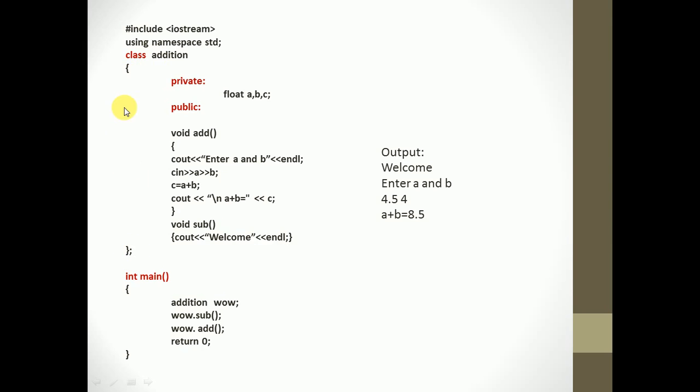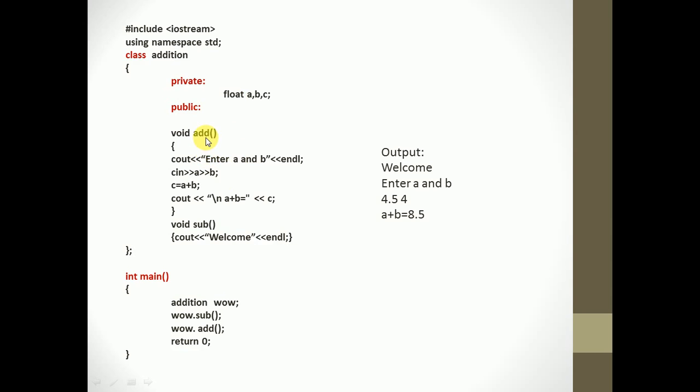And you already know there will be access specifiers. So there are two access specifiers here. One you call private, so you have private with a colon. And what do we do? We declare our data members here. So what are our members? A, B and C. So these are the data members. And what is the data type that is used? Float.